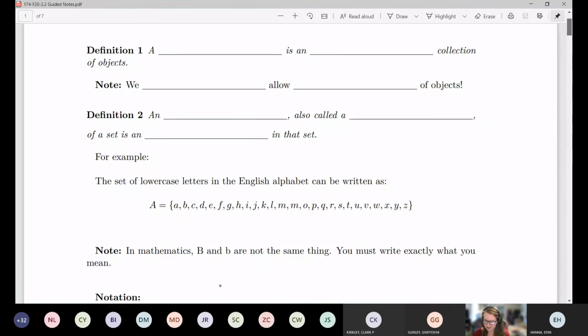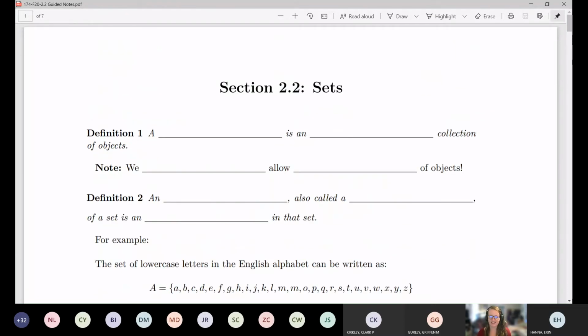So chapter 2 kind of takes, we were just talking about logic and proofs, and all of a sudden we're not talking about proofs anymore. We're talking about sets and functions and relations. So it's kind of like a completely different world we're about to step into, which some of you might like, some of you might not like. Don't know. But here we go.